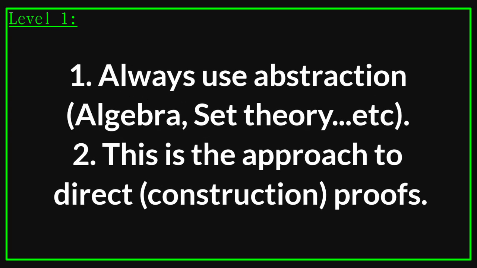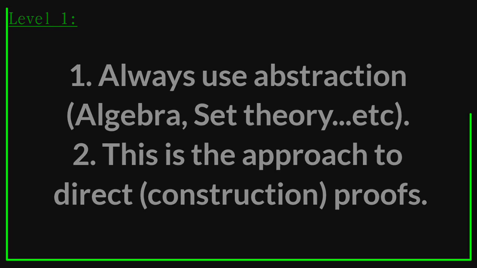So the takeaway here is that you should always use abstraction to make your proof more general, then find a way to express a relationship between the numbers if the problem is simple enough. By the way, this is a very direct proof, also called construction proof. Level 2.